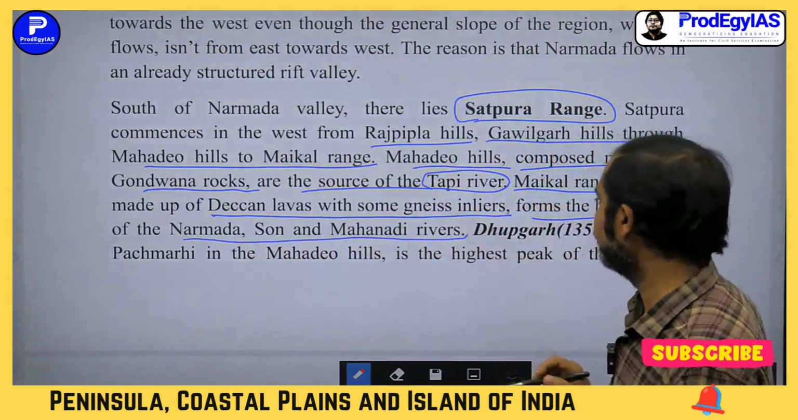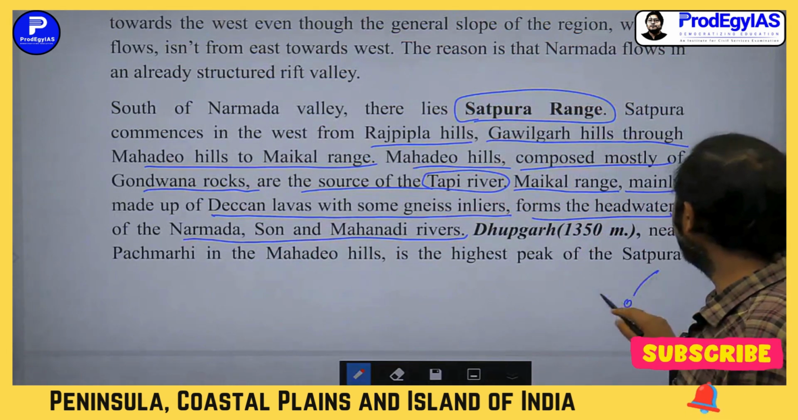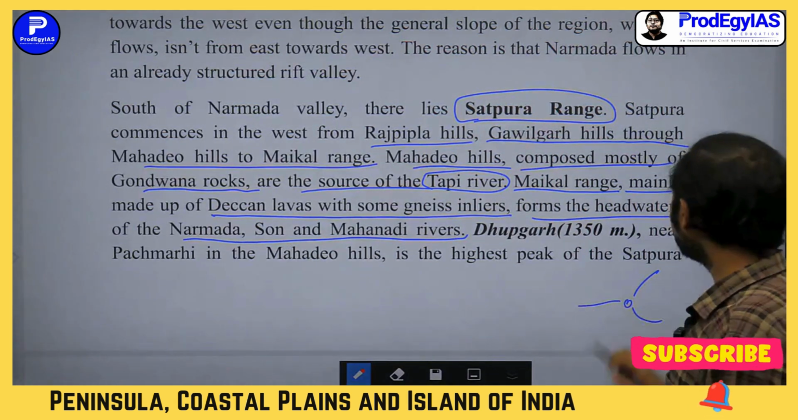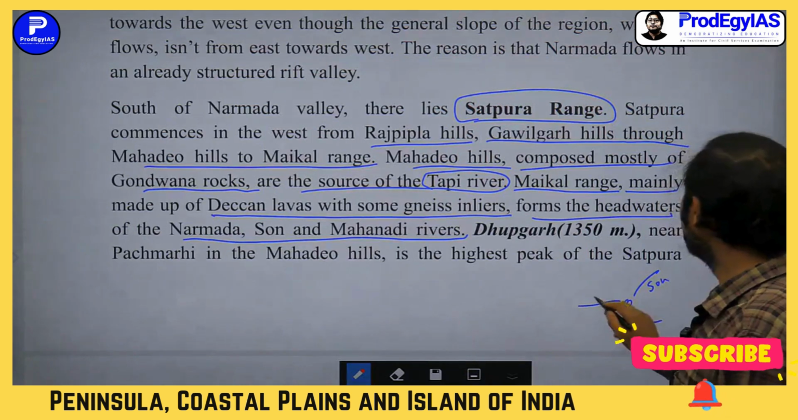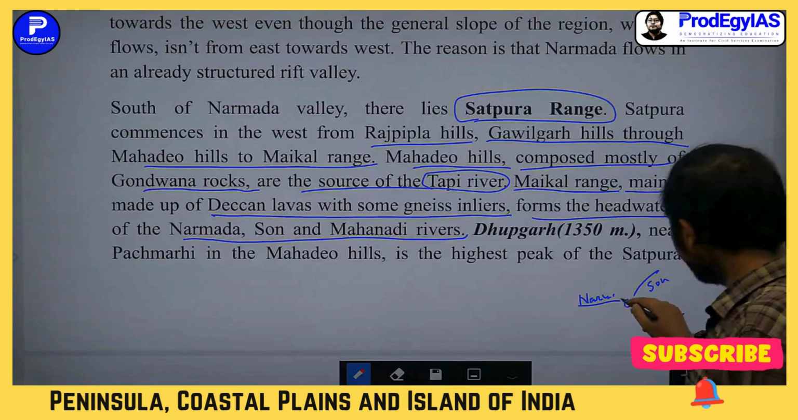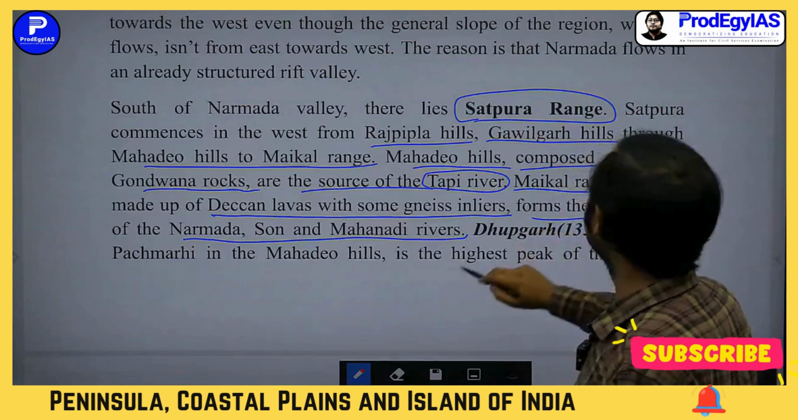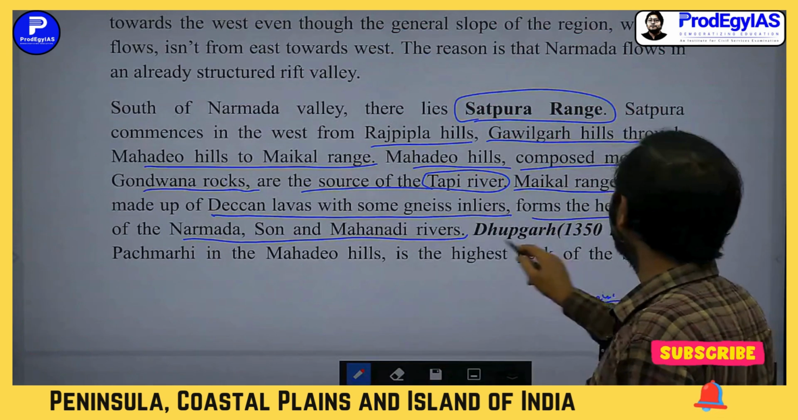Mahanadi rivers. It means the Narmada, Son and Mahanadi have their headwaters, their origin, like this is the Son river, this is the Narmada river, and this is the Mahanadi river. So they have their headwaters nearby this Mekal range, right?